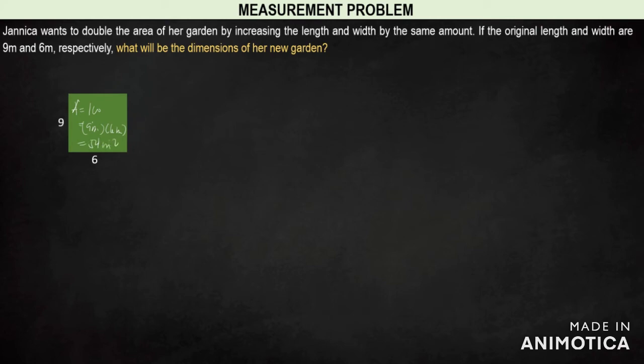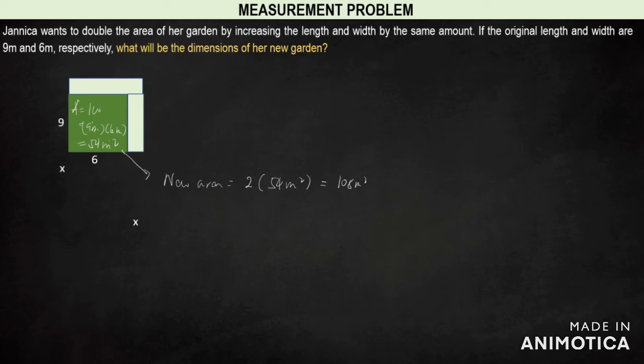Okay. Now Janica wants to double the area, meaning the new area is 2 times this. So we have 2 times 54 square meters, which is equal to 108 square meters. Okay. By increasing the length and width by the same amount, say x, because we don't know yet what the added length will be. So, what will be the dimensions of her new garden?